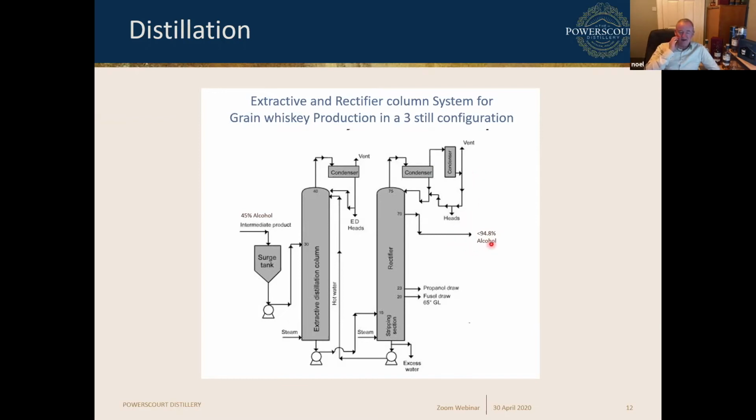And again, I should point out that because your heads are in a vapor phase going up through the column, you don't see them in the spirit drawn off as a liquid. So the liquid is drawn off there on plate 70. And for our case, it says 94.8. It has to be less than 94.8. So the actual strength there is typically around 94.7% alcohol. And that would be for grain whiskey production.